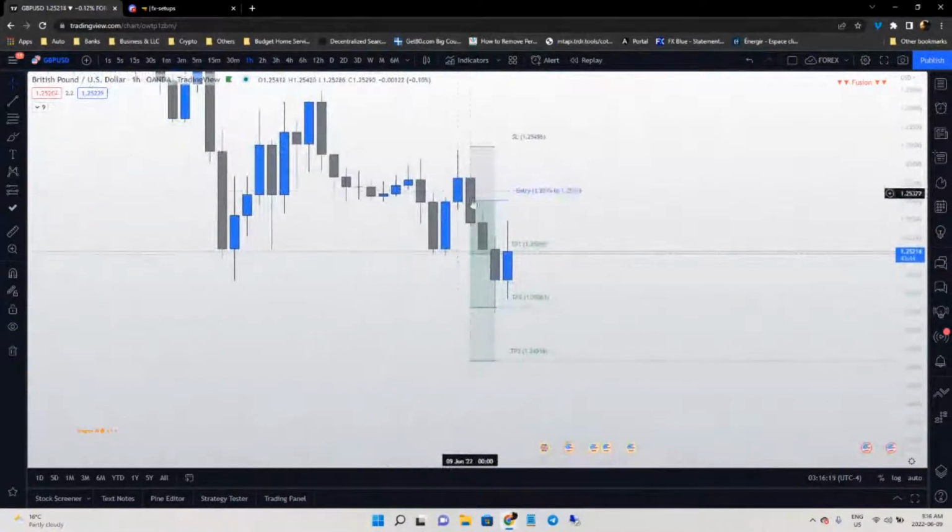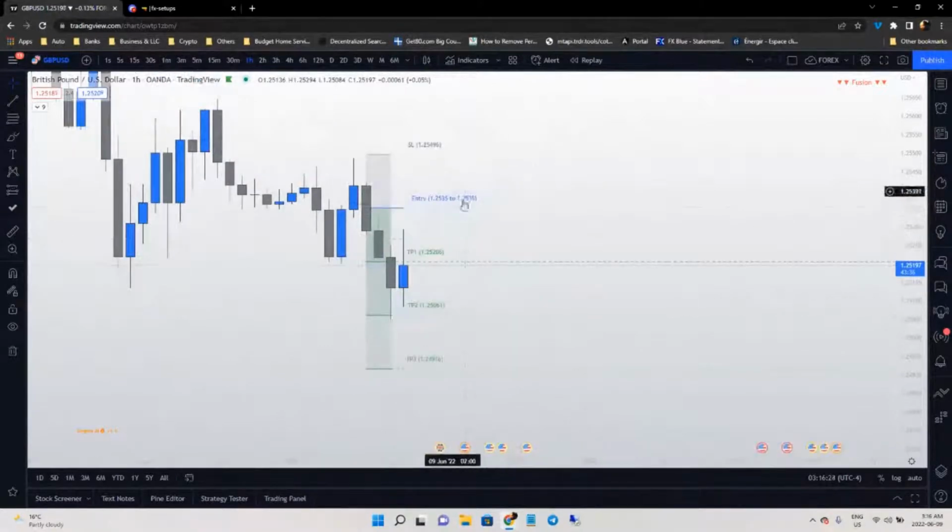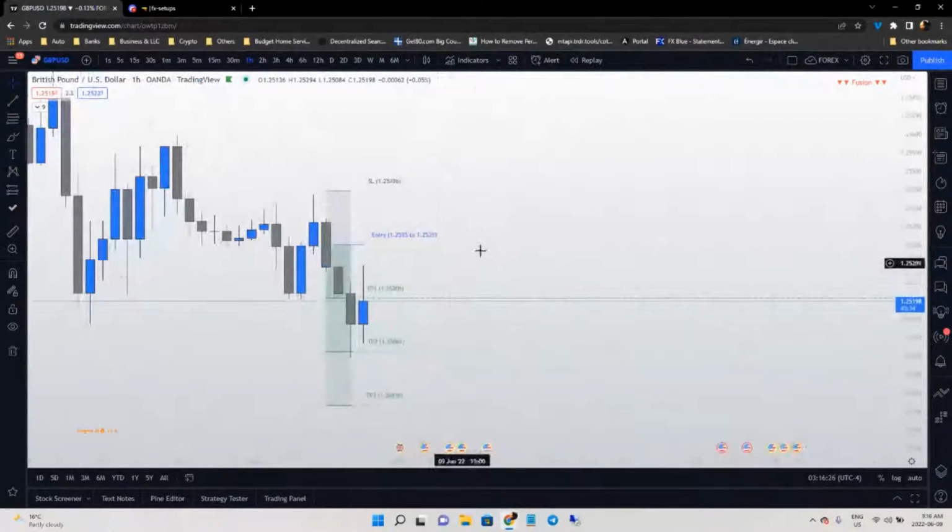Entering the market here at that price, that's really perfect. And it went to TP2. And now we're going to see exactly how it goes here overall.